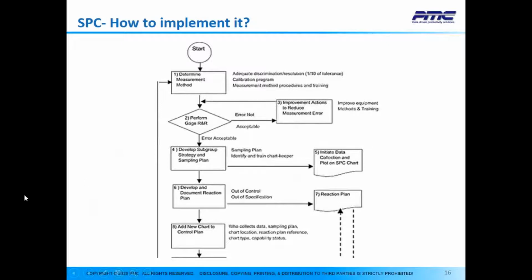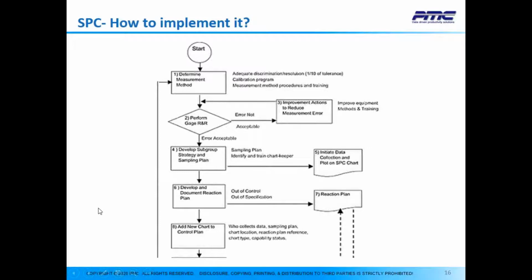How to implement it? The flow chart you're going to see here is actually two parts. It was an eye chart when I tried to put it all in one slide. This is going to be outlining the major components of an effective SPC effort. So it starts with defining the measurement method, then qualify the measurement system. From there, we need to initiate data collection and SPC charting, then developing and documenting the reaction plan. So that's step 4. Step 5, adding chart to control plan.